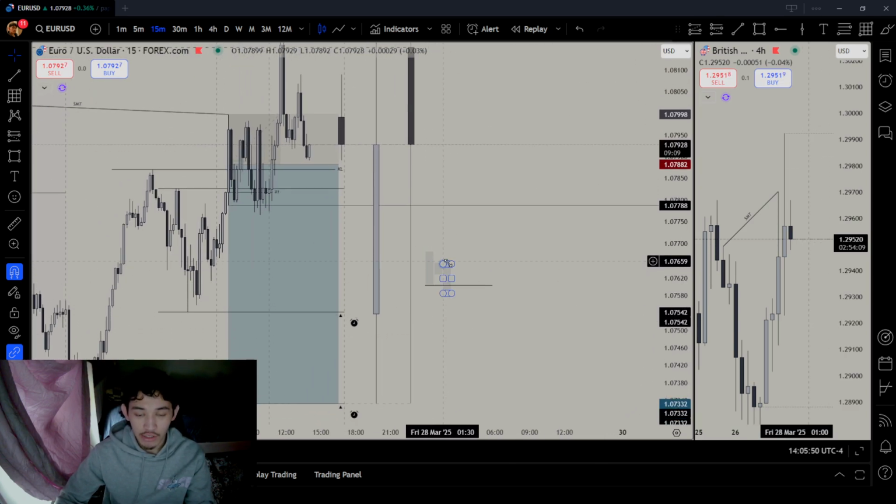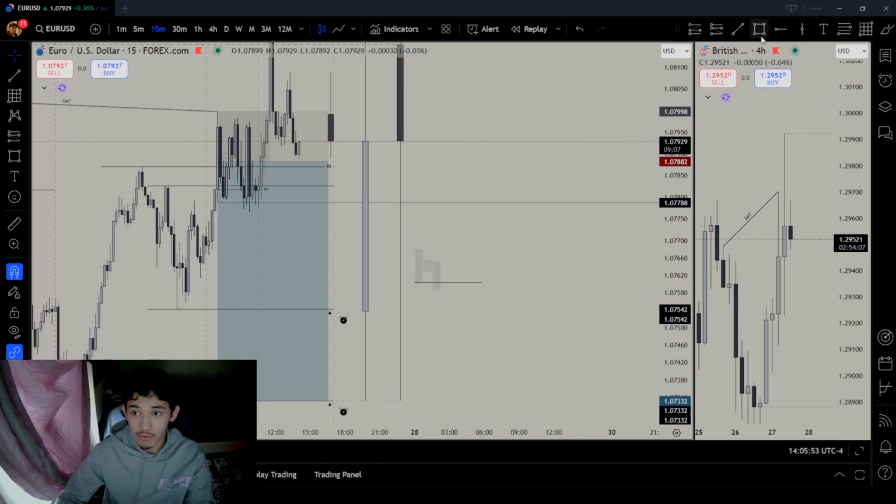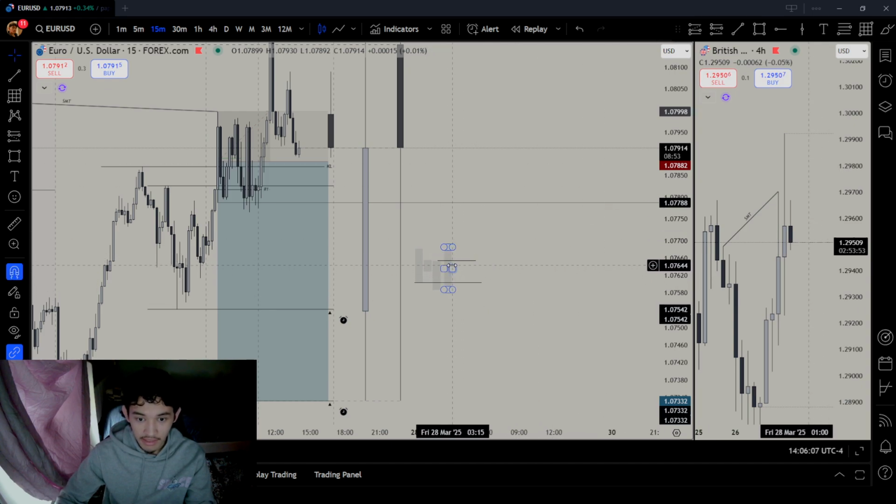So let's just say there's a low right over here, right? This is ideally your change in state of delivery. For the CISD, you get a candle closure above it. This right over here is your CISD, enter there, right? This is the bearish candle that swept up this low. So this candle that stabbed into the low, vice versa by the way. Everything I'm saying could be flipped around. It stabbed into the low. That candle right there is your CISD.